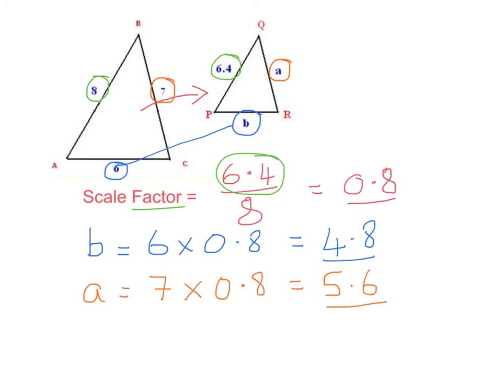Alright, now with scale factor questions, it's really important that you check that all the answers make sense, alright? Because sometimes a common mistake is that you make a side big that should be getting smaller, and you make a side smaller that should be getting bigger. So if we look at 7 and A, then we know that A should be smaller than 7, and if we check our answer it's 5.6, and it is, and B should be smaller than 6, so it's 4.8, and it is, so we've not made it bigger by accident, alright?